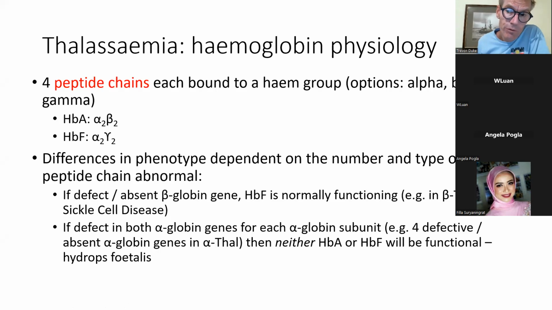I wanted to move on now to a different form of congenital anemia and move to thalassemia. And this is important for those who are doing the part 1, and also for those who are looking after children with thalassemia, to have some understanding of the biological basis of thalassemia. And to go back to first principles, hemoglobin is made up of 4 peptide chains, and each of them is bound to a heme group.